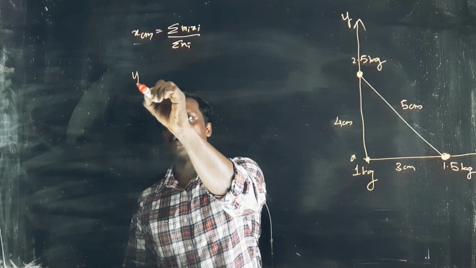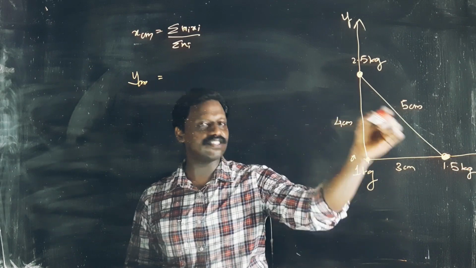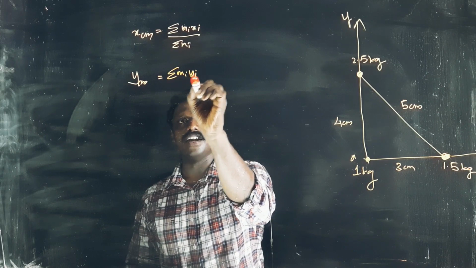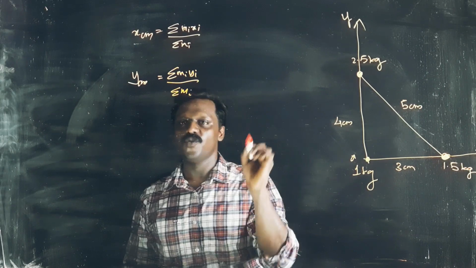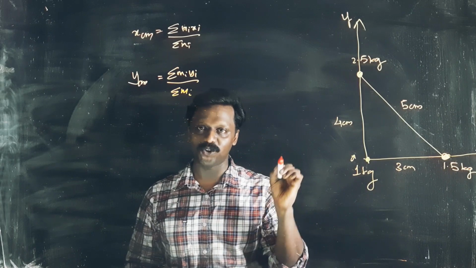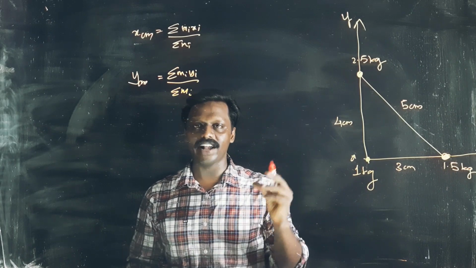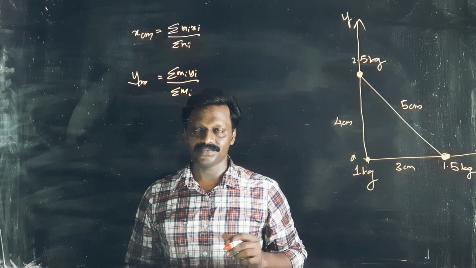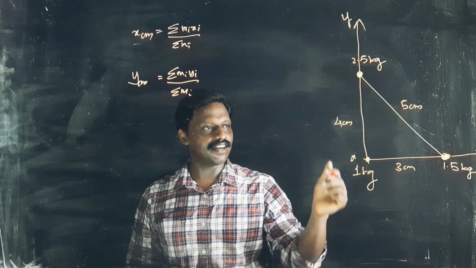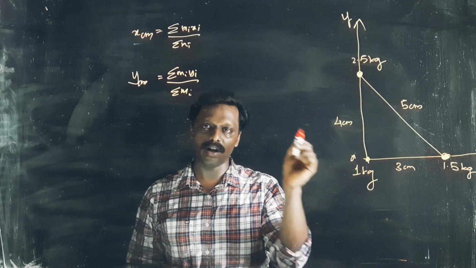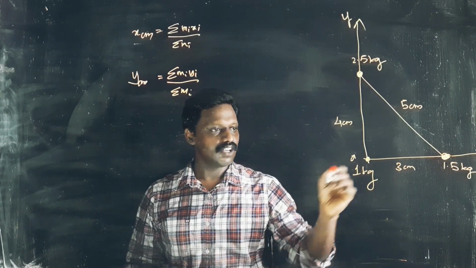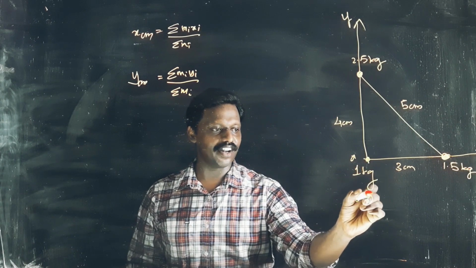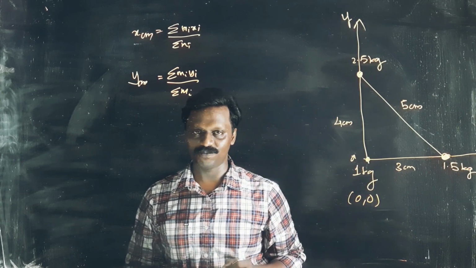Similarly, the y coordinate of the center of mass of this system can be written as summation miyi divided by summation mi, which is m1y1 plus m2y2 plus m3y3. Now, what are x1, y1, etc.? The position coordinates. Here it is a two-dimensional system, so we are having only x and y coordinates. So since the 1 kilogram mass is at the origin, its position coordinates are 0, 0.